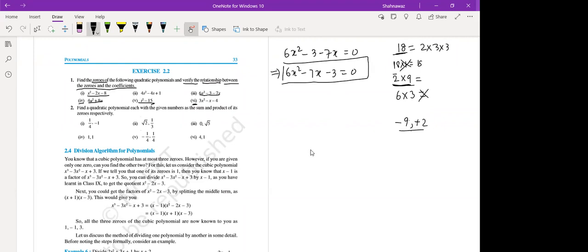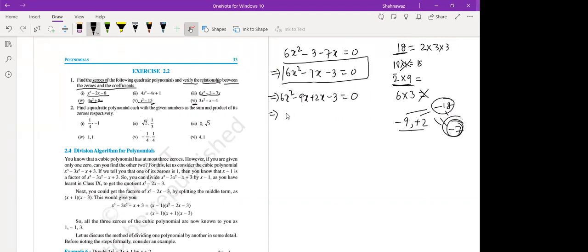So you see that when you solve these two, you get the hang of this middle term splitting. Multiplication is minus 18 and sum is minus 7. So two criteria for this. What will be the terms here? 6x squared minus 9x plus 2x minus 3.